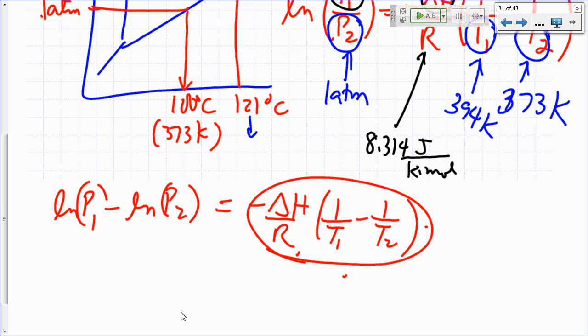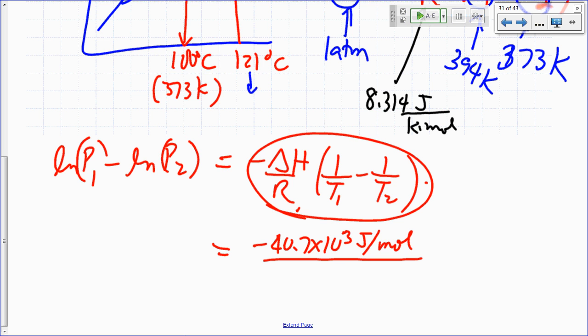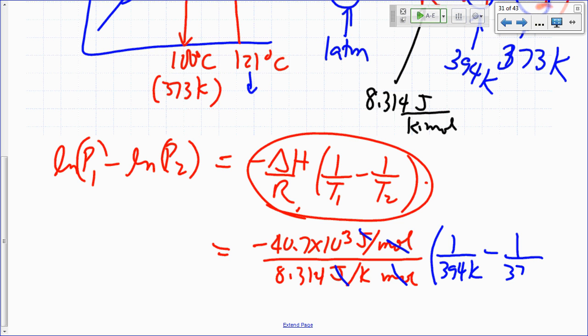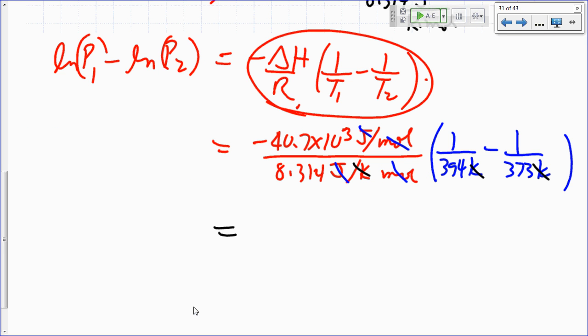So what would that number be? Negative 40.7 times 10 to the third joules per mole over 8.314 joules per Kelvin per mole. So joules per mole cancels out. That gives you Kelvin times 1 over 394 Kelvin minus 1 over 373 Kelvin. So your Kelvin will cancel out. So that's ln of P1 minus ln of P2. What would that be?